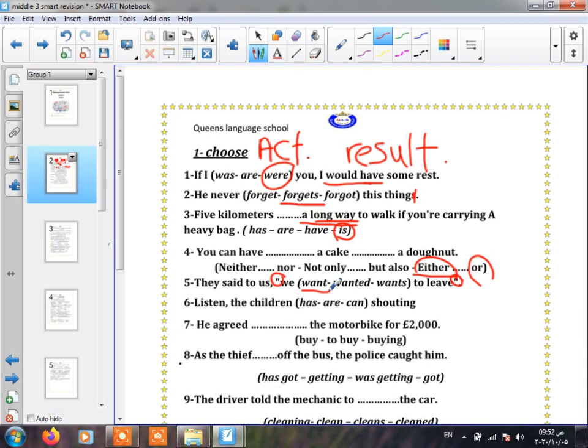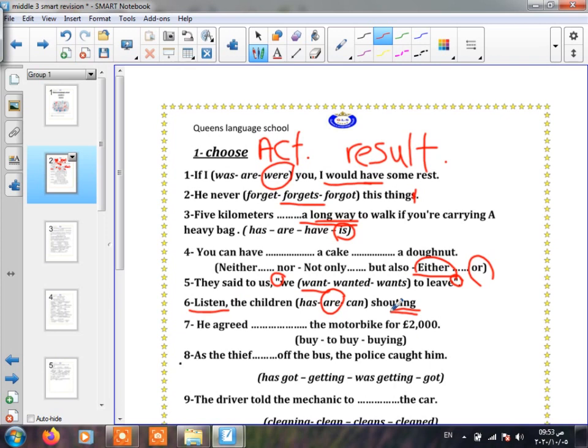Okay? Number 6. Listen. The children are, can, shouting. Okay, listen is a keyword in the present continuous. And if you remember, the present continuous is used to describe an action that's happening now. So when I tell you listen, of course this action is happening now. So the present continuous is am, is, are and the verb plus ing. So listen, the children are shouting.